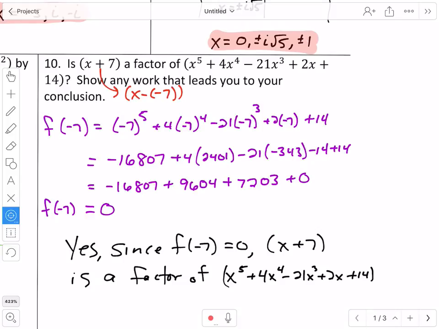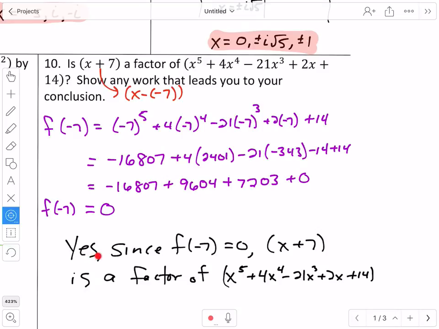Probably not the best way to do this problem because it requires lots of huge calculations. Another way to do this problem is to take this polynomial and divide it using long division and see if you get 0 as a remainder. A third way would be to take the coefficients of this polynomial and divide it synthetically by negative 7. If that remainder is 0, then it's divisible, or it's a factor of that. So any of those three ways work.